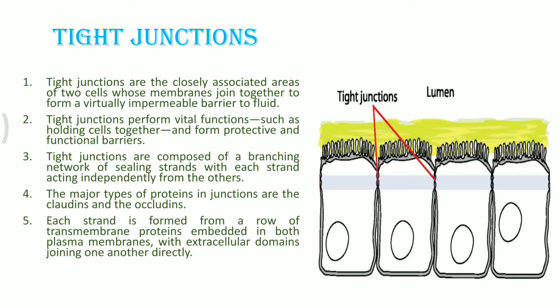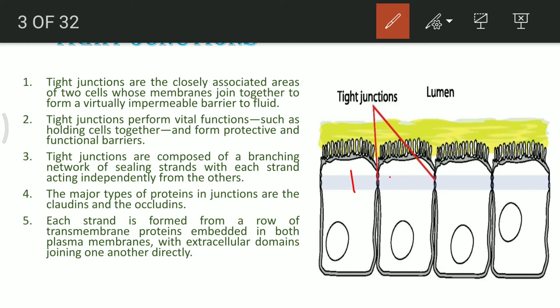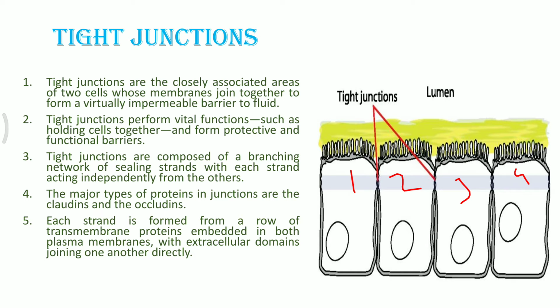The tight junctions are composed of a branching network of sealing strands, with each strand acting independently of the other. Each of the strands which make up the tight junction is independent of the other strands. The strands present between cells 1 and 2 will be quite different from the strands forming the separation between cells 3 and 4.